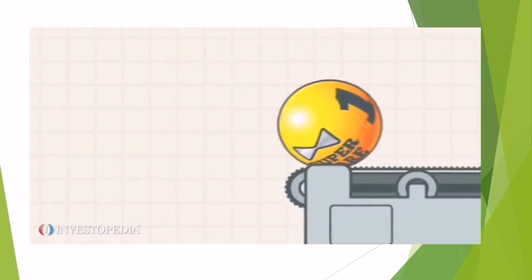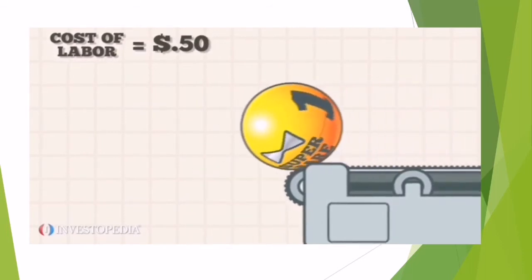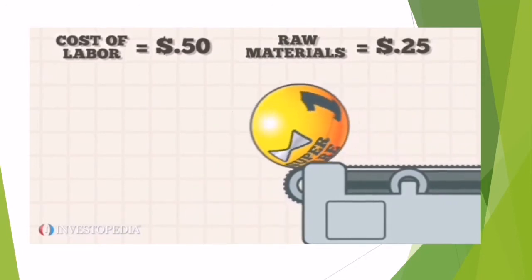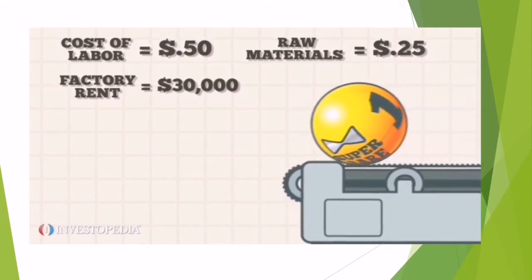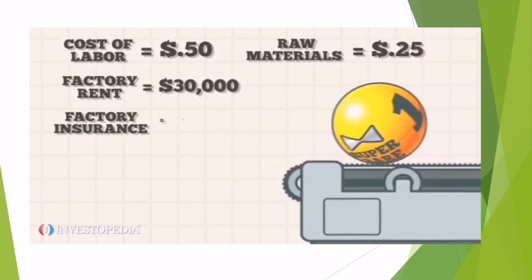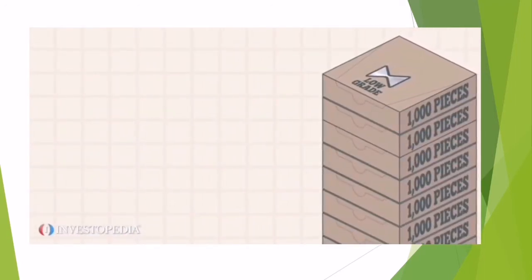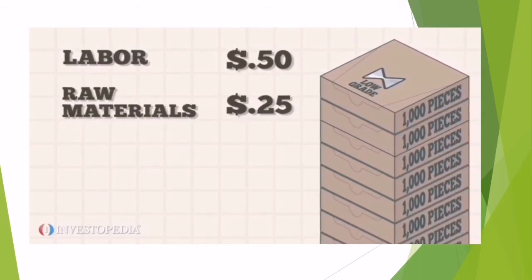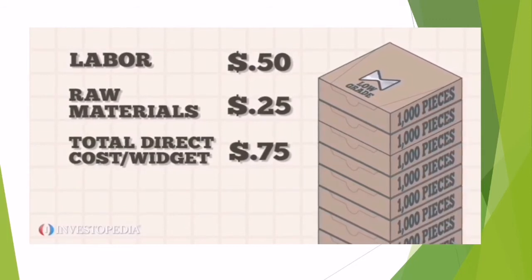ABC Corp produces widgets. The cost of labor to manufacture one widget is 50 cents. The cost of the raw materials is 25 cents per widget. ABC's monthly rent payment for its widget factory is $30,000, and monthly insurance on the widget factory is $4,000. Assume ABC made 100,000 widgets in the month. The total direct cost per widget is as follows. Labor, 50 cents. Raw materials, 25 cents. Total direct cost per widget, 75 cents.